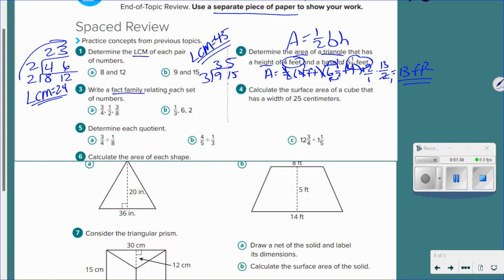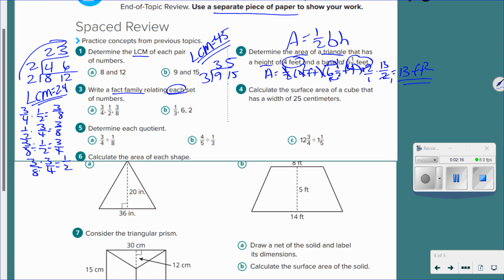Write a fact family relating each set. So fact family just means I'm using addition or multiplication and division. We should have added that. Hopefully we did on the test. I'll have to check that. We said write a fact family, multiplication and division. So we need 3/4 times 1/2 equals 3/8. Once I have my first fact in the family, the rest of them should be easy. 1/2 times 3/4 equals 3/8. 3/8 divided by 1/2 equals 3/4. 3/8 divided by 3/4 equals 1/2.